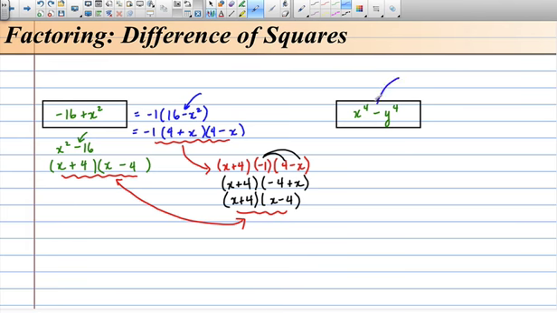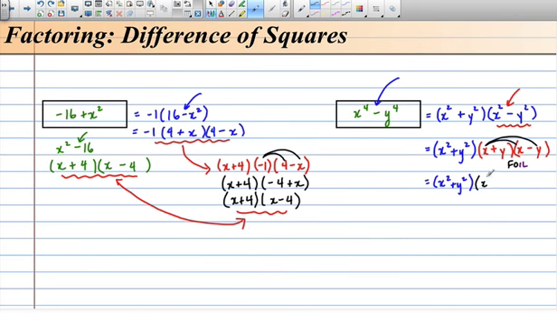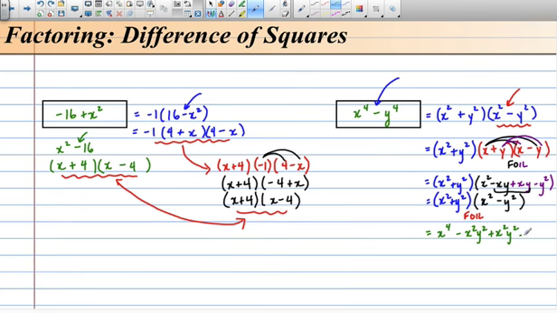In this example, we have a difference of squares, but now we have another difference of squares. Let's do a final check. We have x squared minus xy plus xy minus y squared. The middle terms cancel. And a final FOIL would be x to the 4th minus x squared y squared plus x squared y squared minus y to the 4th. And we're left with x to the 4th minus y to the 4th.